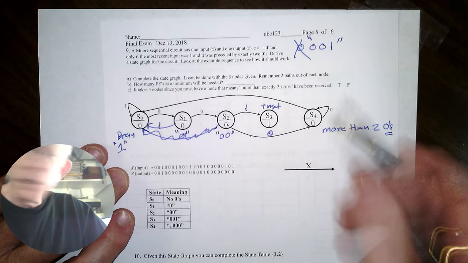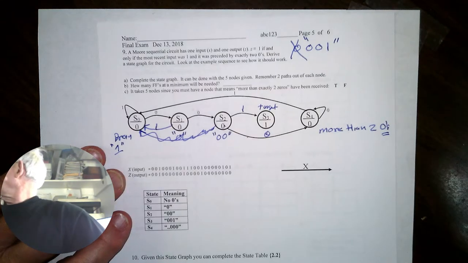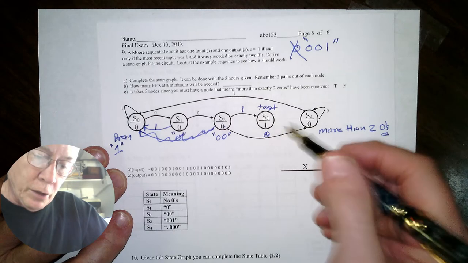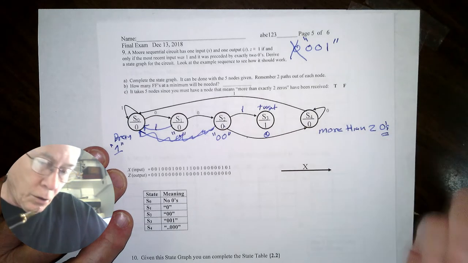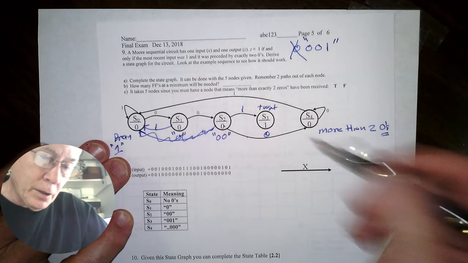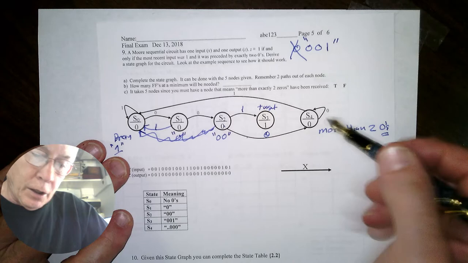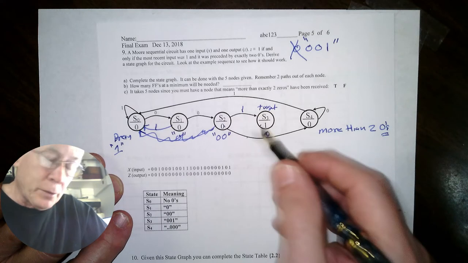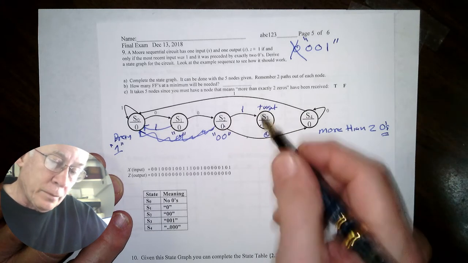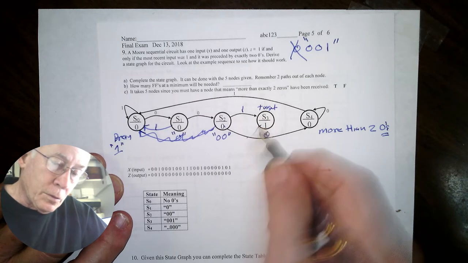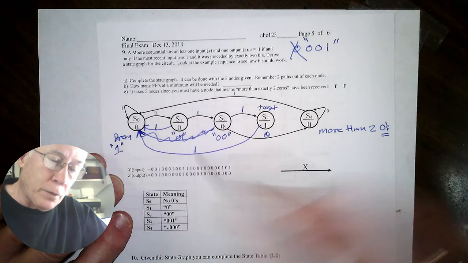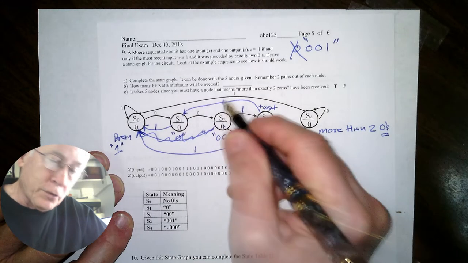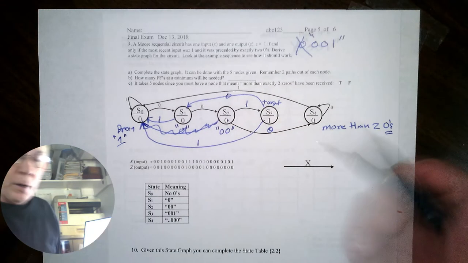And from S3, if we get a 1, then we're going to go back to S0. Actually, regardless of whether we get a 0 or a 1, if we get a 1, we're for sure going back there. If we get a 0, we could theoretically go to S1. And we have our first 0 and our next possible 2-0 sequence. All right, so that's that.